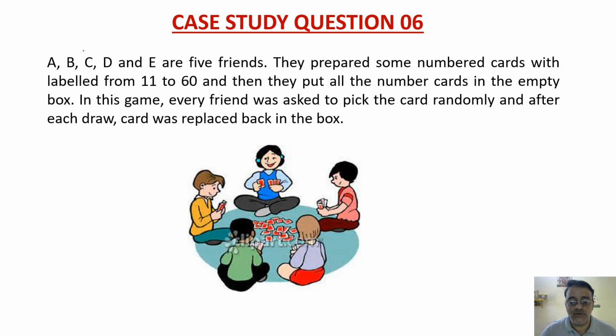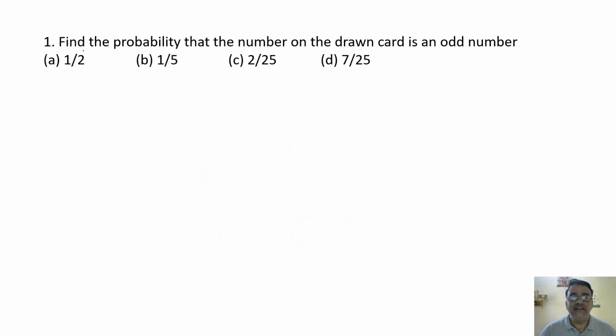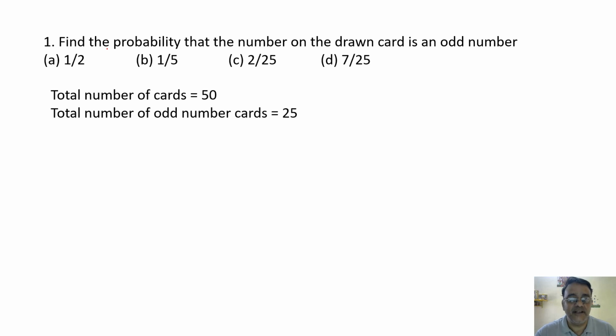First you tell me what is the total number of cards? 50. 50. Very good. So find the probability that the number on the drawn card is an odd number. So out of those 50 cards, total 25 cards are odd numbers. So what is the required probability?